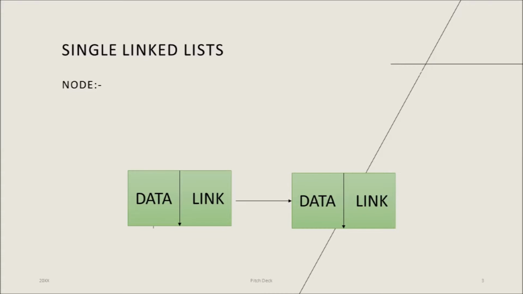Linked lists are the most common and simplest data structures. Linked list is a linear data structure that includes a series of connected nodes, and each node consists of two parts, the data part and the link part. The data part contains the actual data of the variable and the link part contains the address of the next node.